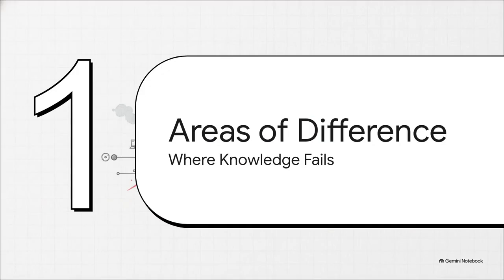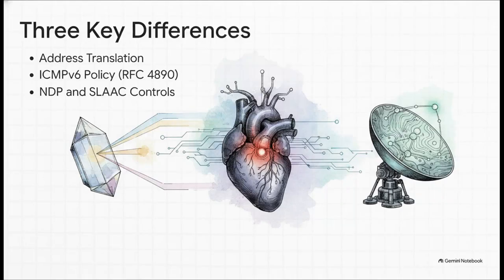Moving right along to Section 2, 3 areas of difference, or exactly where your IPv4 knowledge is going to fail you. There are 3 key areas where the playing field completely changes. First up is address translation. The way we handle translation in an IPv6 transition, whether you're looking at NAT64 or other stateless variants, it changes your attack surface entirely. Second, we have ICMPv6.